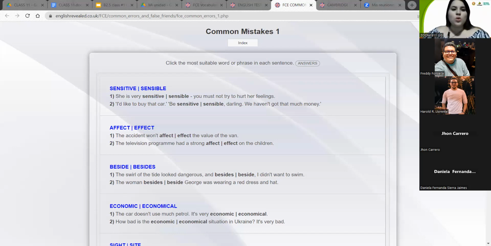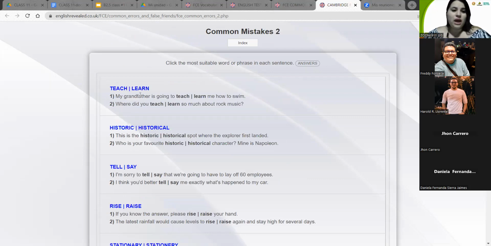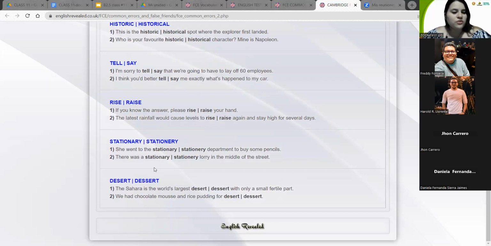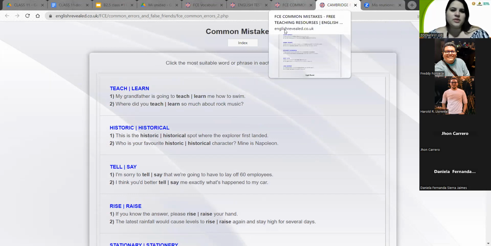And then here we have some words that are very similar, but at the same time they're different. So that's why people commonly make mistakes with these words that are sensitive and sensible, affect or effect, besides. Well, we have some here, and then we have more here. What's the difference between teach and learn, historic and historical, tell and say, race and rise, stationary? Okay, what's the difference between one and the other? Okay, so some of them are false friends, some of them are just like common mistakes.